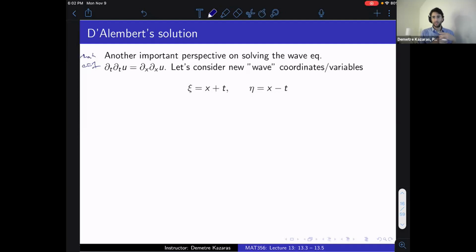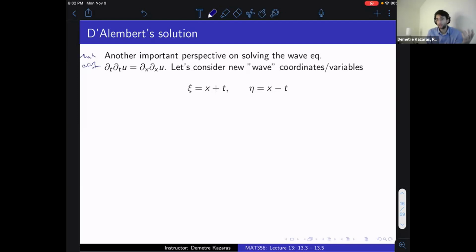So now, instead of thinking of time and space as different, let's jumble them up in this way. Instead of thinking about derivatives with respect to x and t, I want to think about derivatives in the direction of xi and eta. Let's try to rewrite it. It's like a change of variables, kind of like a U substitution.